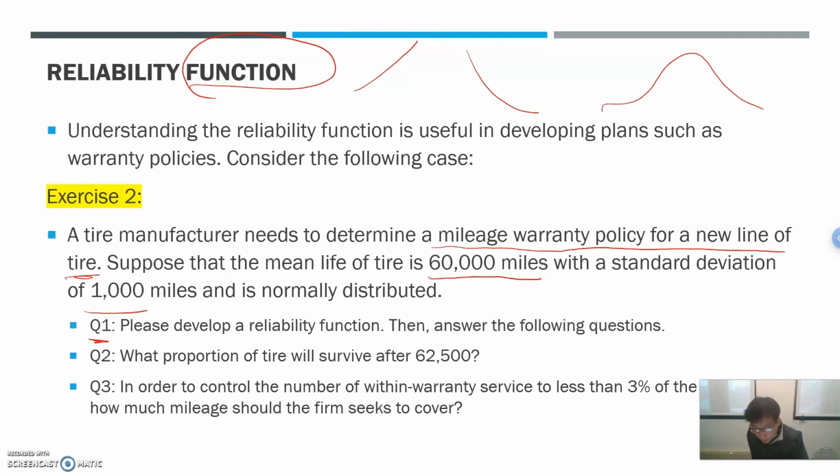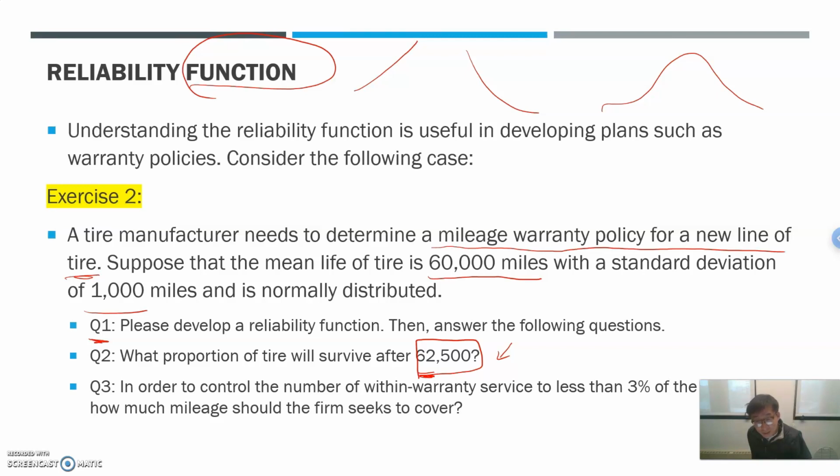Our question number 1, please develop a reliability function. Based on the reliability function, answer the following questions. What proportion of tires will survive after 62,500? In other words, what is the survival rate? What is the probability of survival for the 62,500 mileage of the tire? In other words, what is the likelihood that this tire will still be functioning at this particular mileage point?